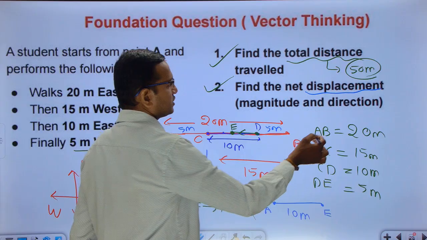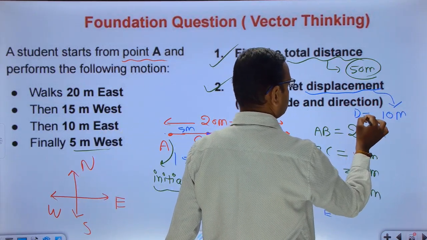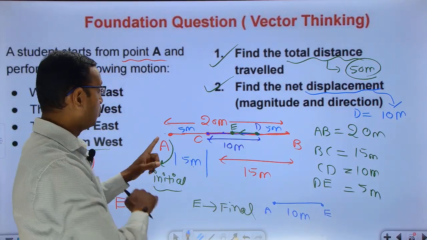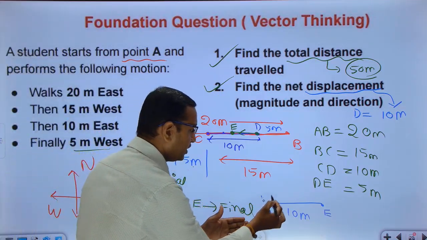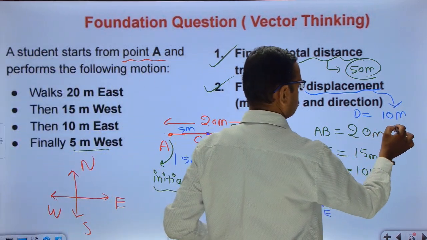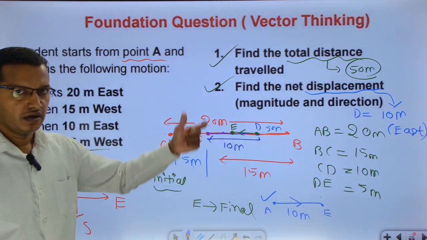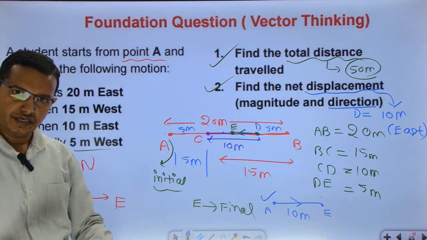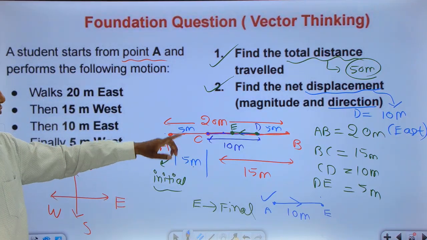So the displacement magnitude is 10 meters. Capital D is 10 meters. Now he is asking the magnitude and direction. Direction will be what? From A to E, he has moved rightwards. So the net displacement is from A to E, rightwards. You can call the direction eastwards. You can simply write east. That's it. So D equals 10 meters is the magnitude, and east is the direction. East to west and north to south, you can call them directions because they move in one particular direction. Hope this is clear.